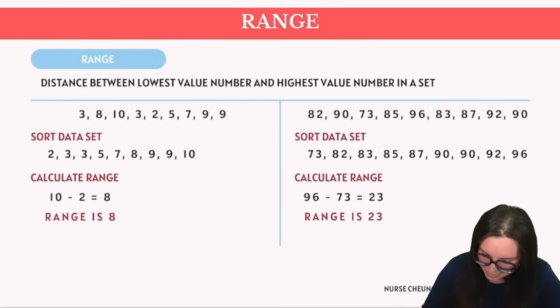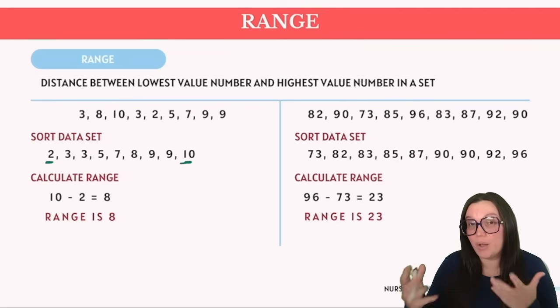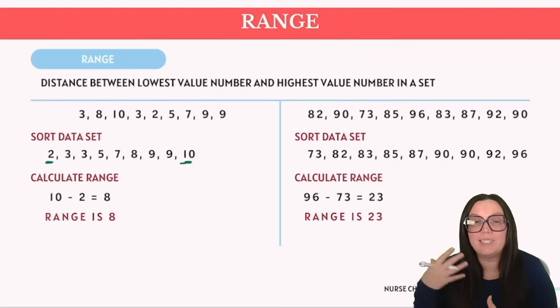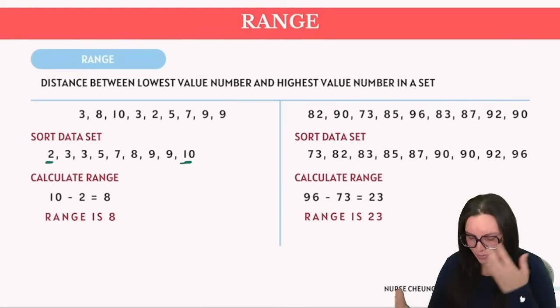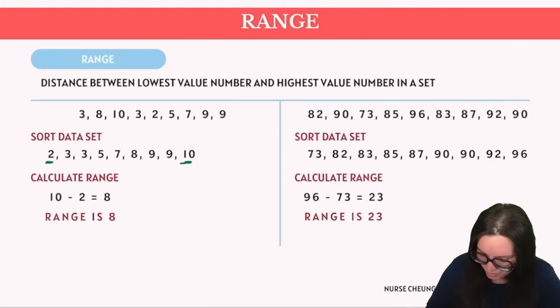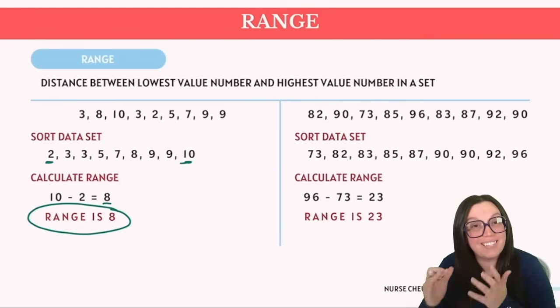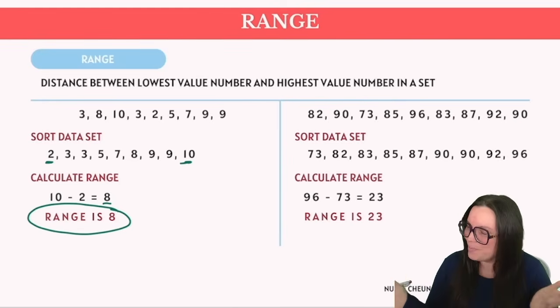So if we organize this, we can see that our lowest number is 2 and our highest number is 10. So as we said, as we're calculating range, we want to subtract our lowest number from our highest number. So 10 minus 2 is equal to 8. So our correct answer for range with this data set is 8. Pretty simple, right?